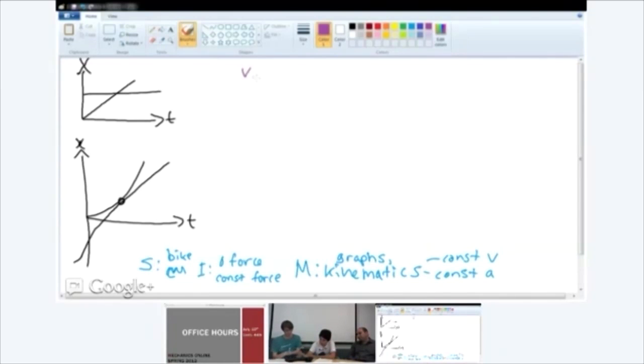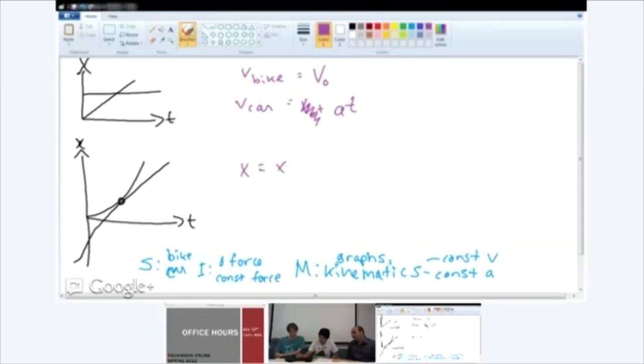So we have v of the bike just equals v naught. And the v of the car from kinematics is going to equal v naught plus acceleration times time. Although it starts from rest, so this goes away. Okay.